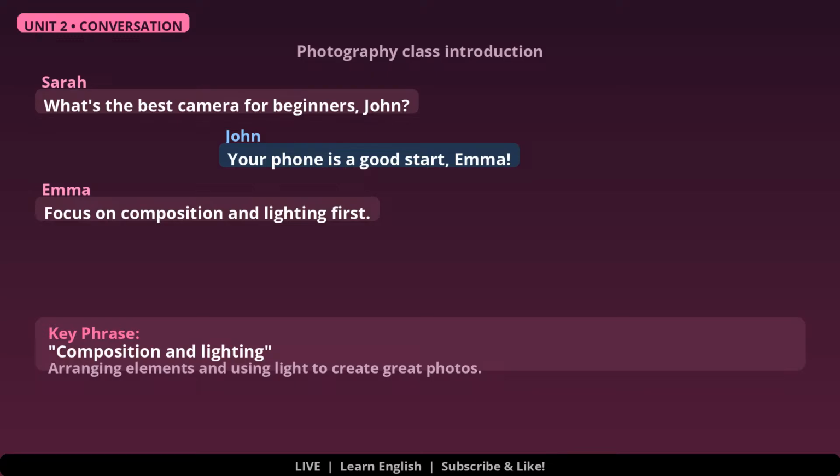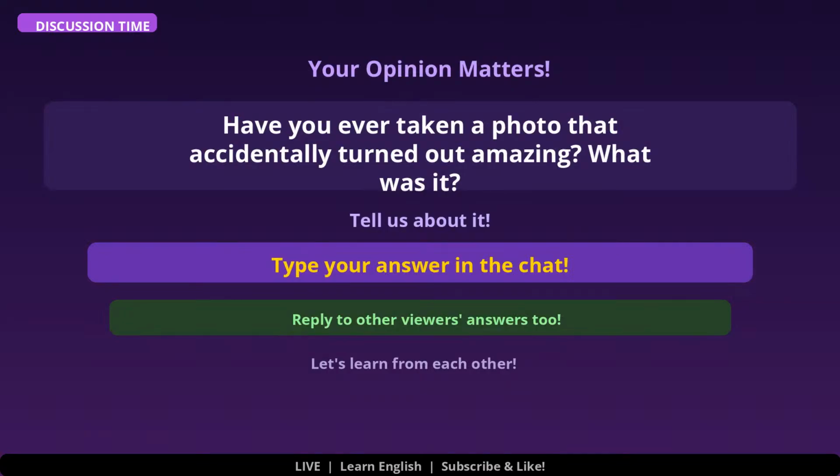The key phrase is composition and lighting. It means arranging elements and using light to create great photos. We want your opinion. Have you ever taken a photo that accidentally turned out amazing? What was it? Tell us about it. See what others are saying and join the conversation.